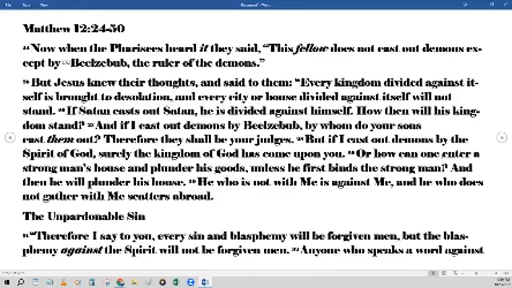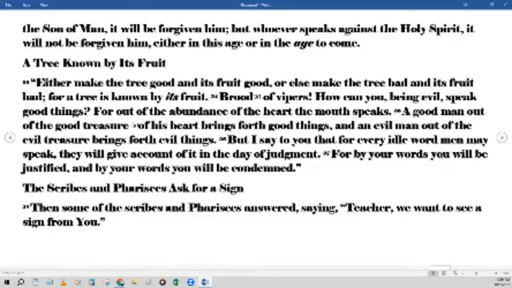The unpardonable sin. Therefore I say to you, every sin and blasphemy will be forgiven men, but the blasphemy against the Spirit will not be forgiven men. Anyone who speaks a word against the Son of Man, it will be forgiven him. But whoever speaks against the Holy Spirit, it will not be forgiven him, either in this age or in the age to come.